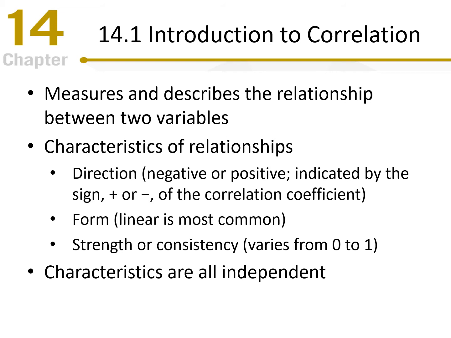The correlation coefficient can be both positive and negative. If it's positive, that means the two variables that you're measuring go in the same direction. As one increases, the other increases. As one decreases, the other decreases. So they're always going in the same direction, whether increasing or decreasing, and that is the positive correlation. The negative correlation is when two variables go in opposite directions. So one increases, the other decreases.